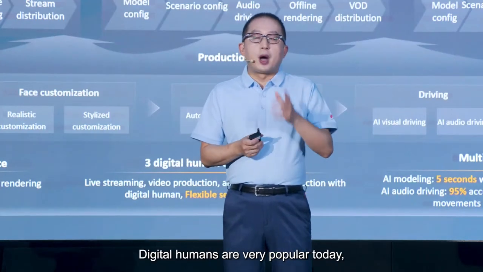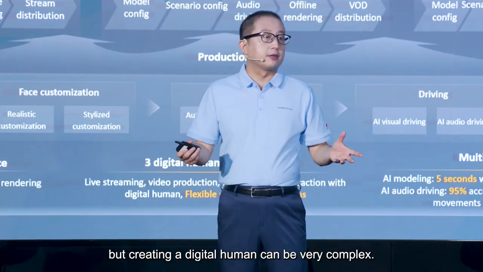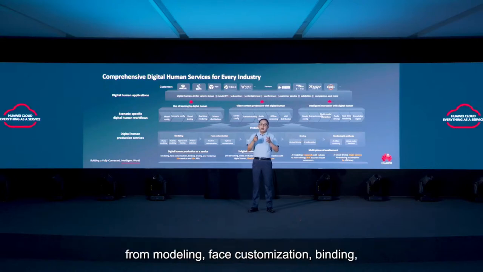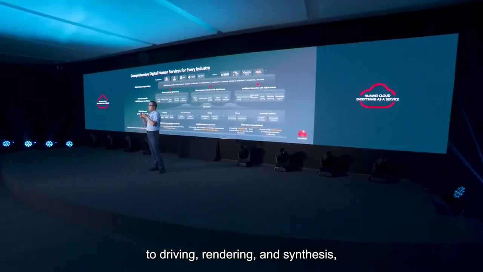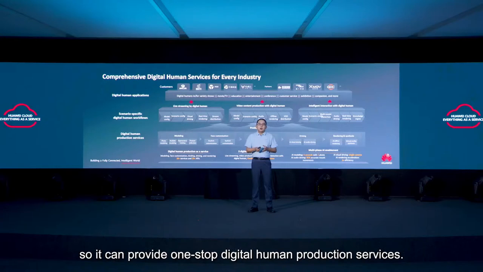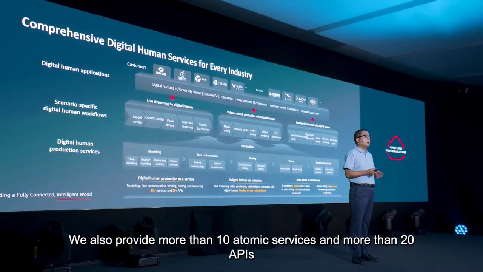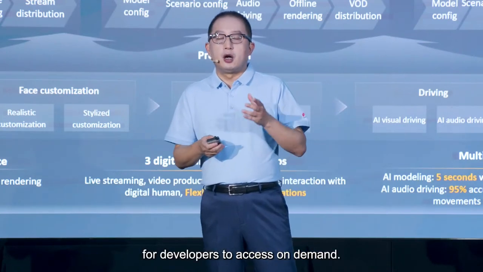Digital humans are very popular today, but creating a digital human can be very complex. Meta Studio integrates the end-to-end workflow for creating a digital human on the cloud, from modeling, face customization, binding, to driving, rendering, and synthesis. So it can provide one-stop digital human production services. We also provide more than 10 atomic services and more than 20 APIs for developers to access on demand.